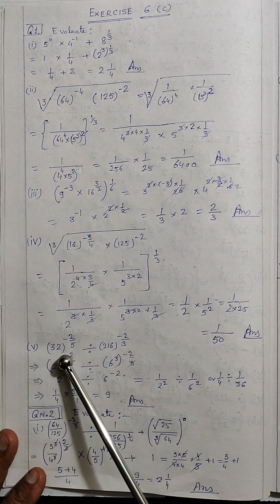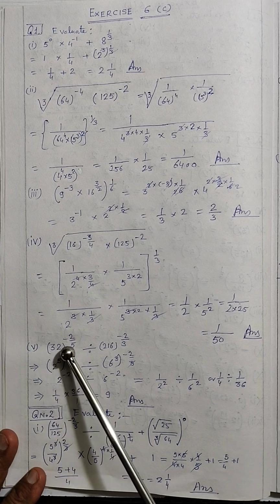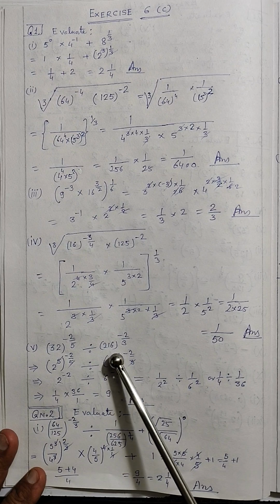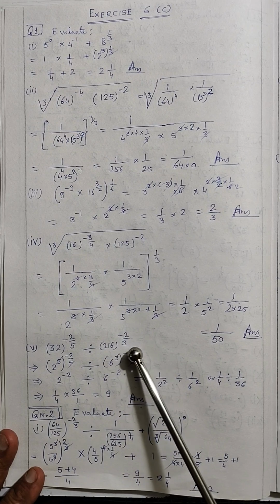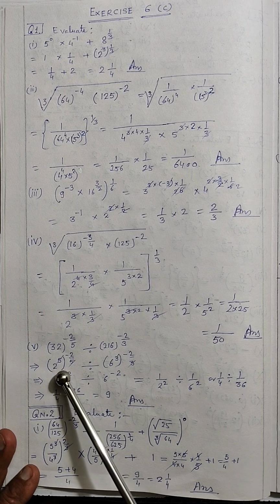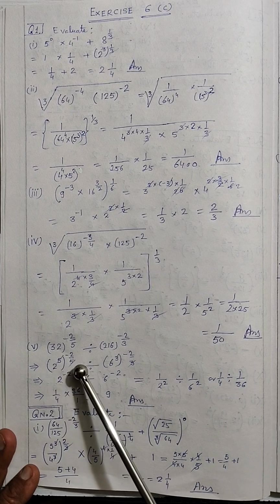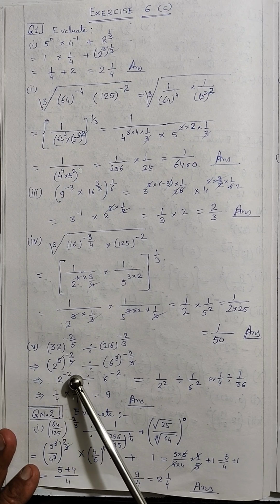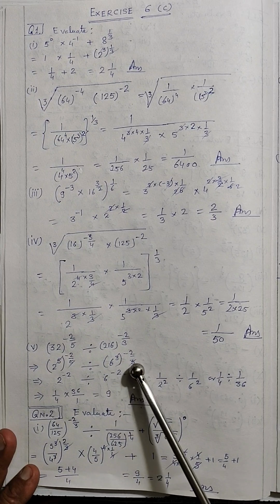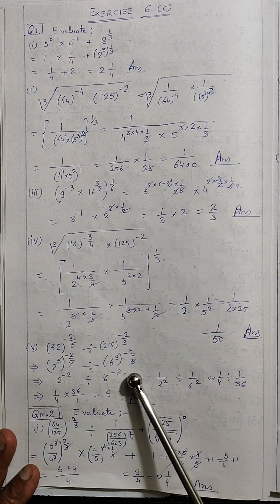Fifth part, 32 raised to power minus 2 by 5 divided by 216 raised to power minus 2 by 3. So this 32 can be written 2 raised to power 5 into minus 2 by 5, 5 and 5 will be cancelled, divided by 6 raised to power 3 into minus 2 by 3. 3 and 3 will be cancelled.